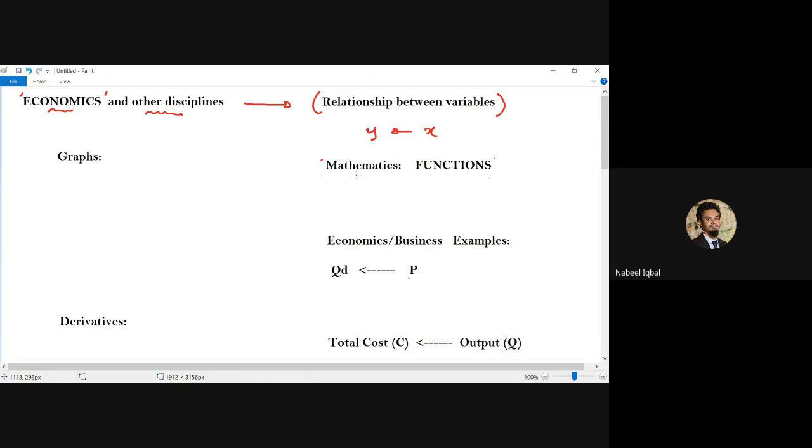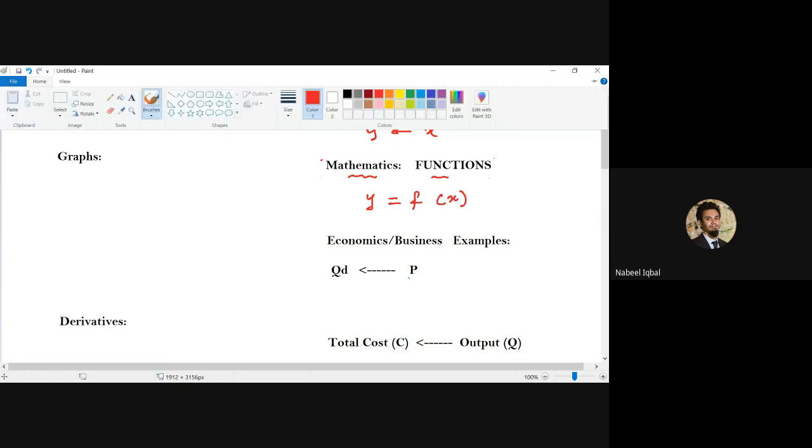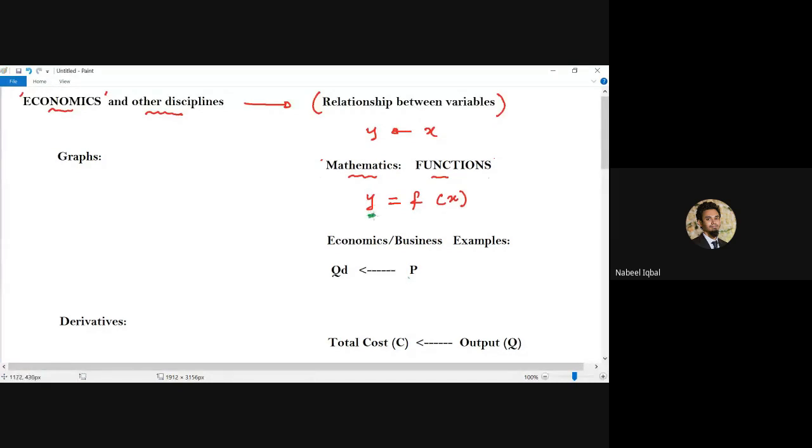To study the relationship between variables, we can use a concept of mathematics called functions. For example, in this case, we can write y is a function of x. This simply implies that the variable y depends upon x. So for example, in economics, we can apply this idea in case of the law of demand. Law of demand states that the quantity demanded depends upon price, or price determines quantity demanded.